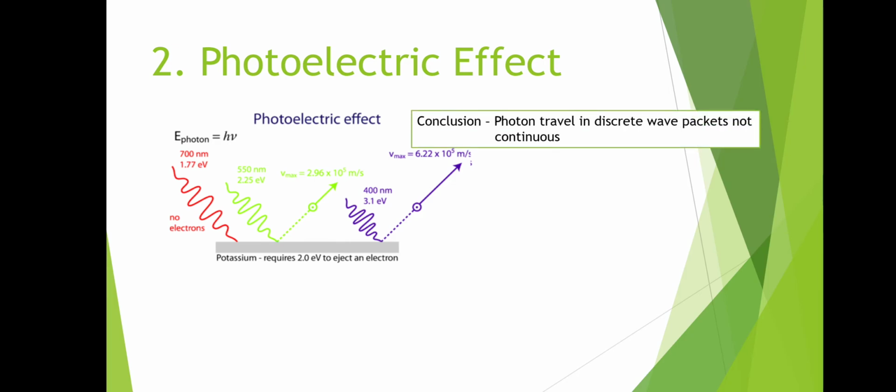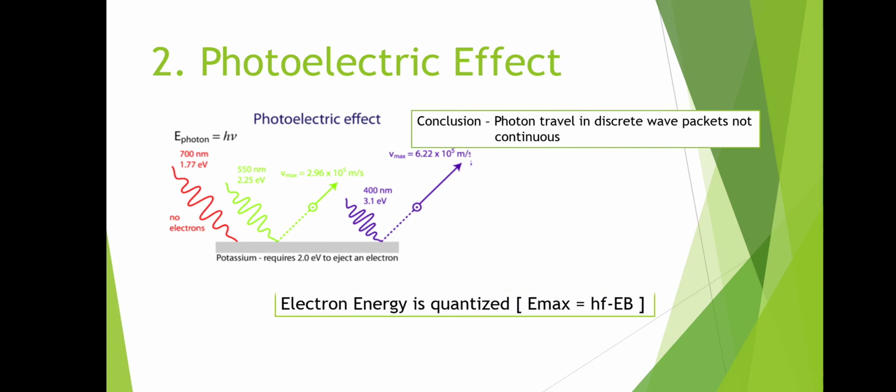So the conclusion is that photons travel in discrete wave packets and not continuously. This conclusion was made by Einstein. So from this experiment, it can be concluded that electron energy is quantized. It is not a random or floating number, but a quantized value.